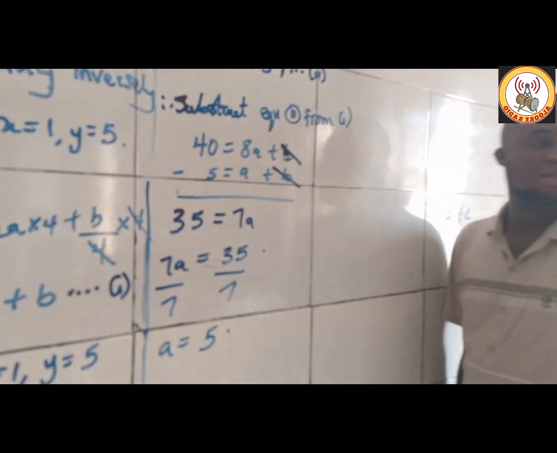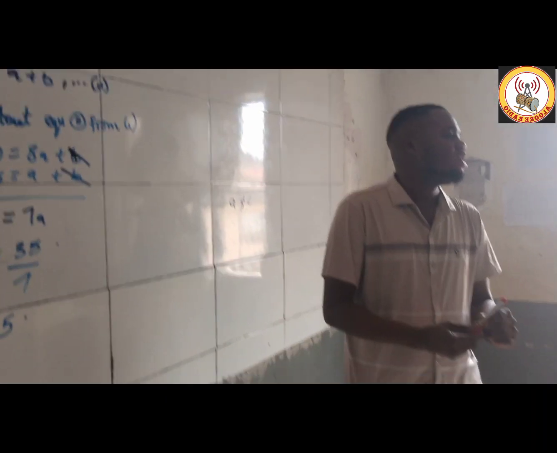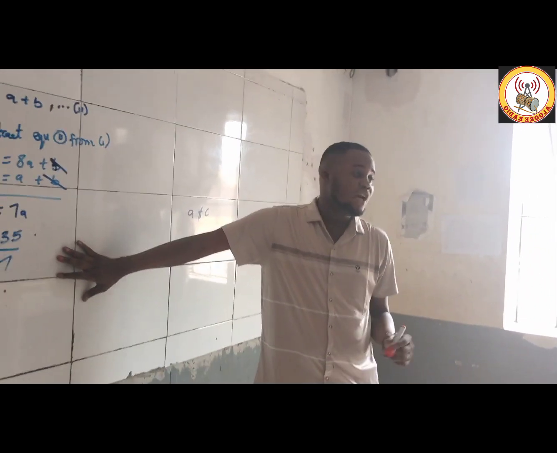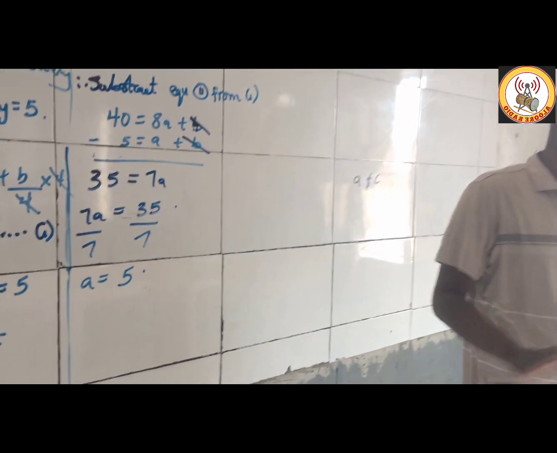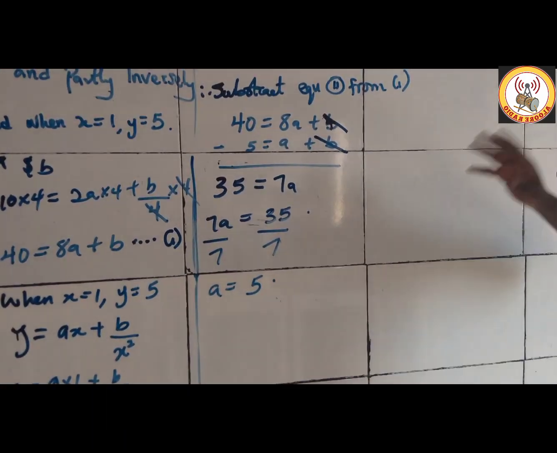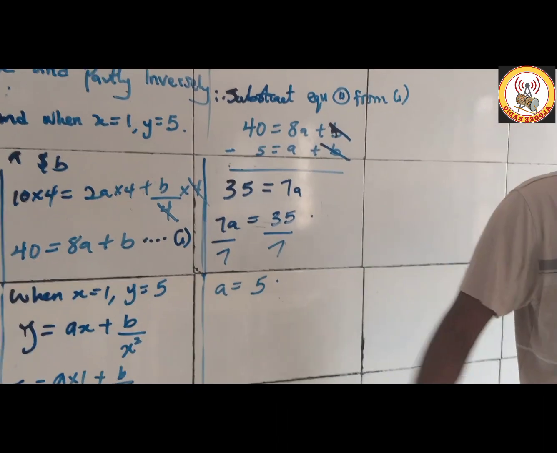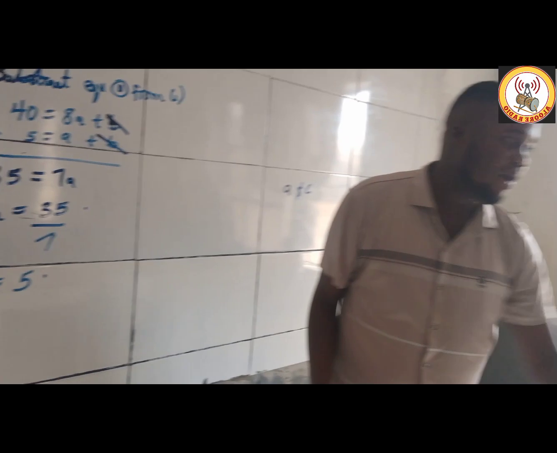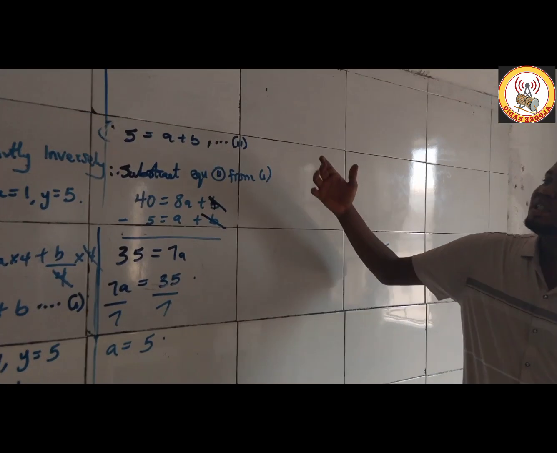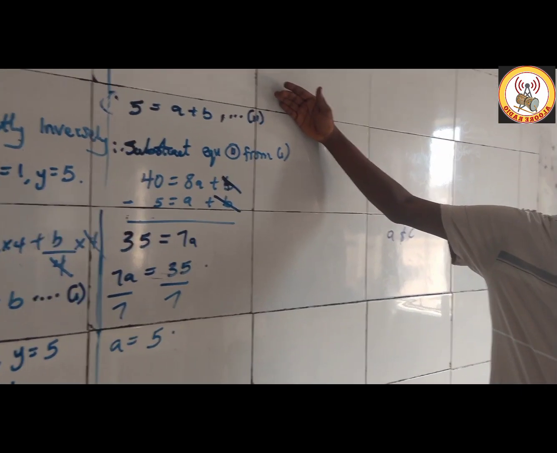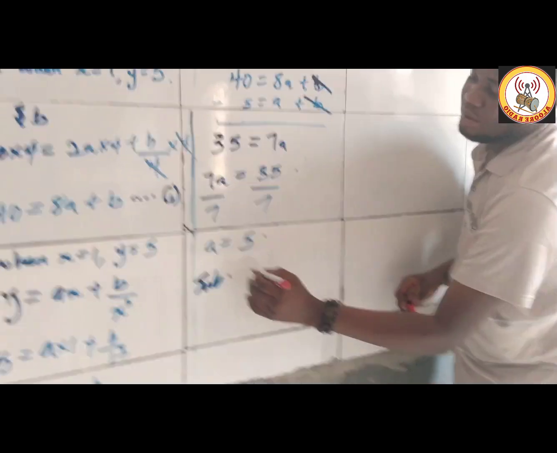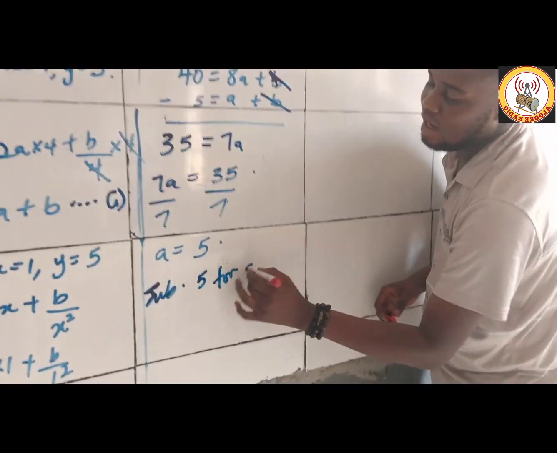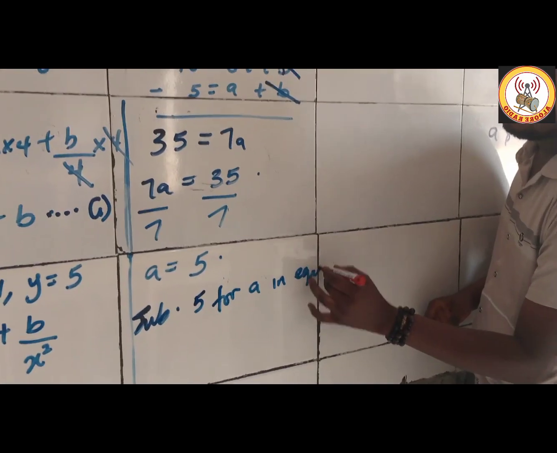Now we have gotten our a. Now we use a and b, and it's going to give us two answers. Let's get our b now. Which equation are we using? Let's use equation 2, and substitute a.